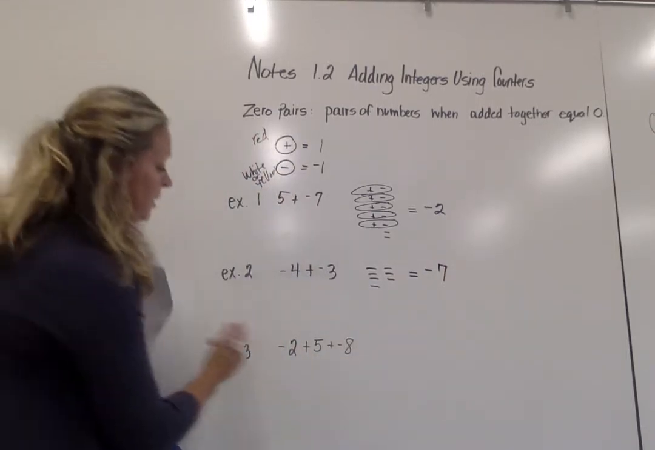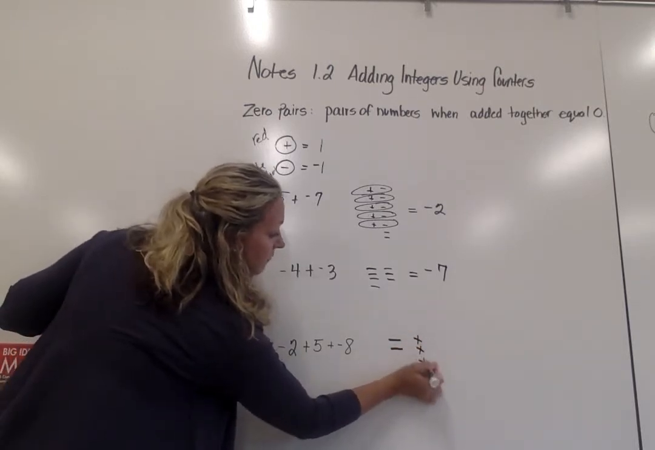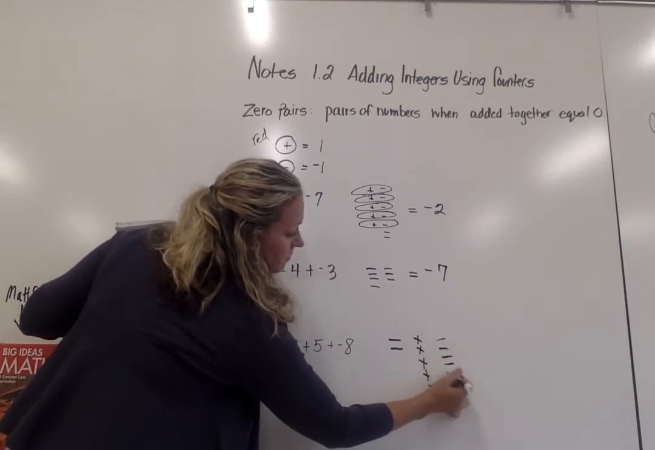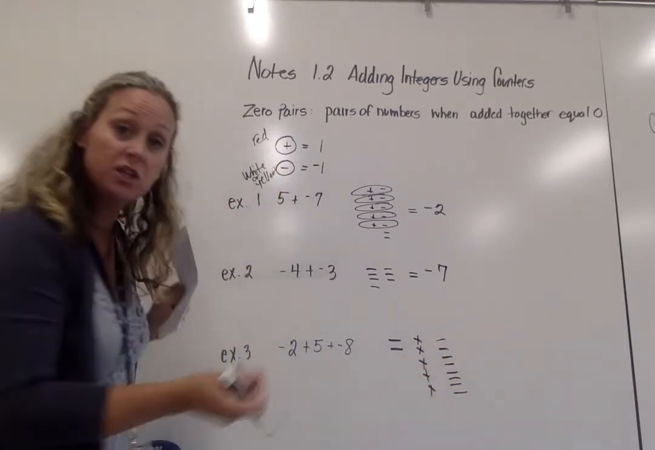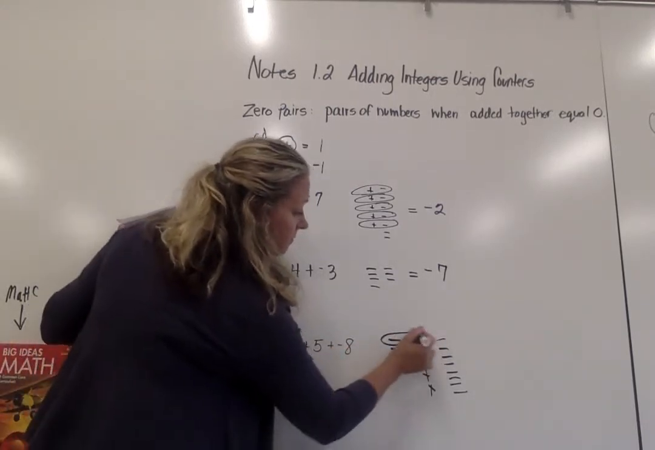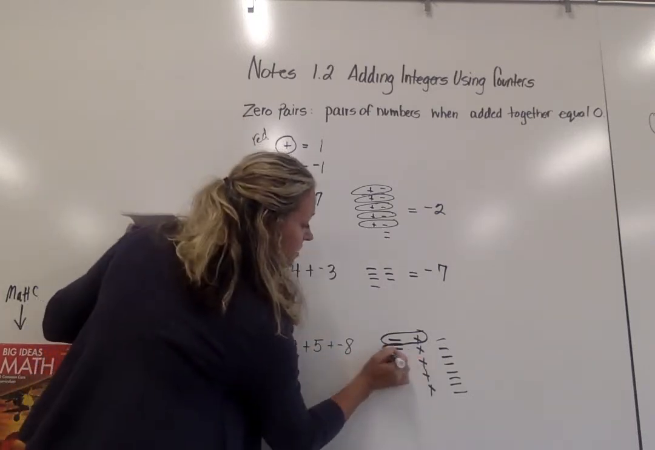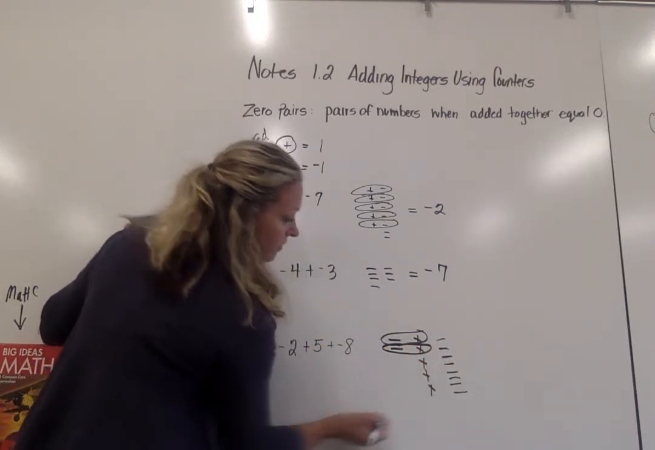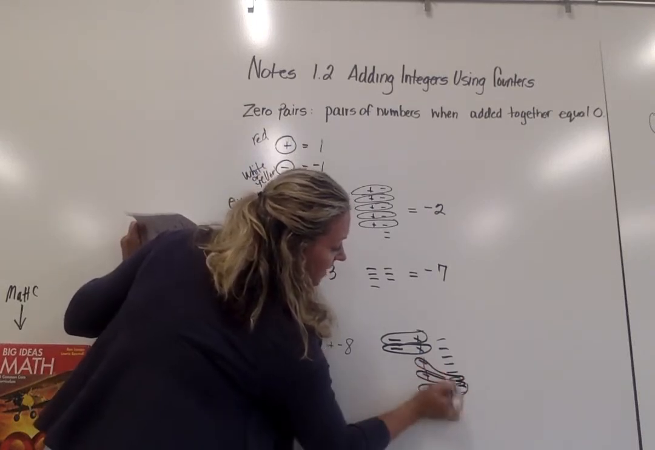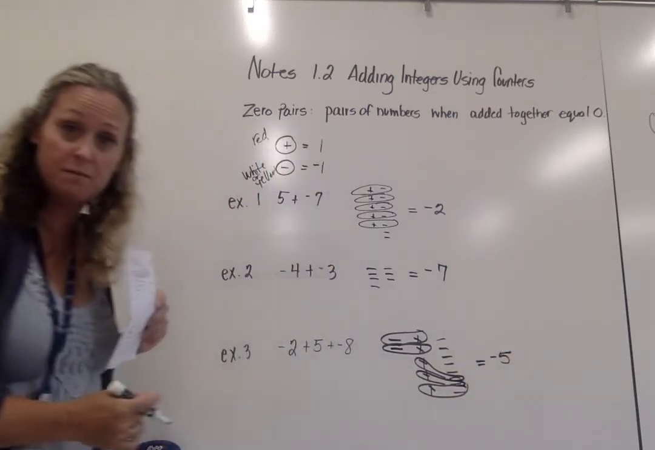In example 3, I have 2 negatives, 5 positives, and 8 negatives. I'm going to start to find zero pairs. Negative 1 plus positive 1 is 0, so it cancels each other out. That cancels, that cancels, that cancels. I end up being left with 5 negatives.